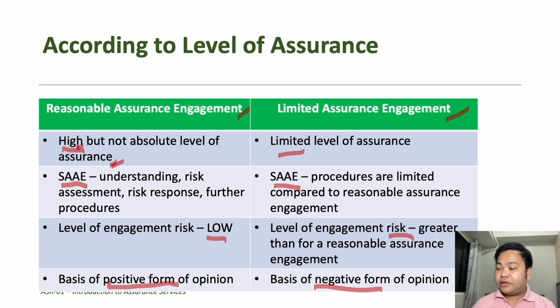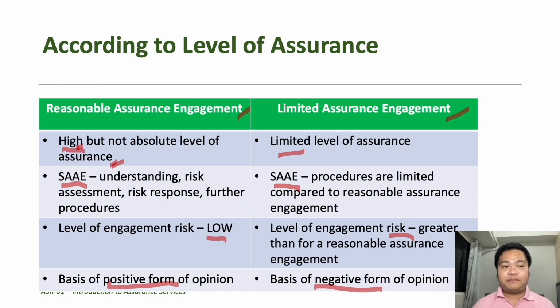So whether the opinion is in positive or negative form, that doesn't mean that positive is a good type of opinion while negative is a bad type of opinion. Both opinions can be good. For example, both can be clean. But the way of expressing them would differ depending on the type of engagement, whether it is a reasonable assurance engagement or a limited assurance engagement.